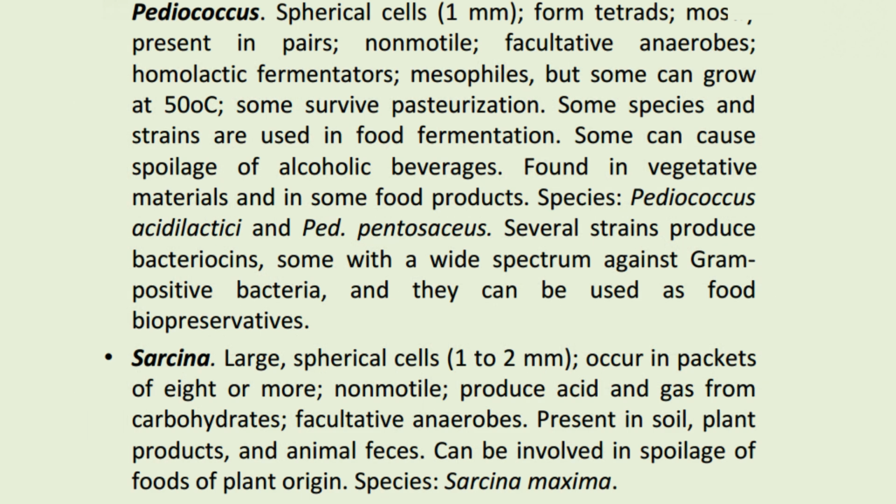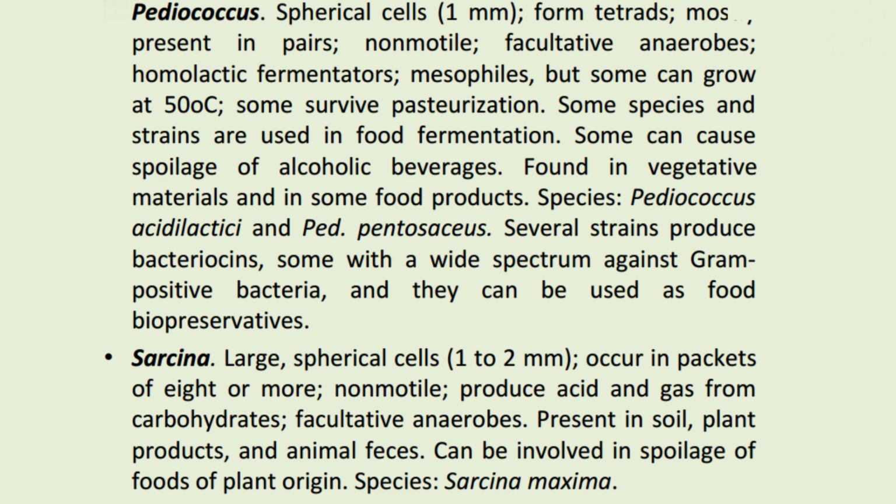Now let's look at Pediococcus. These are spherical cells that form tetrads. They are non-motile facultative anaerobes and homolactic fermentators. Some species are used in food fermentation, while others can cause spoilage of alcoholic beverages. Species include Pediococcus acidilactici and Pediococcus pentosaceus. Several strains produce bacteriocins.